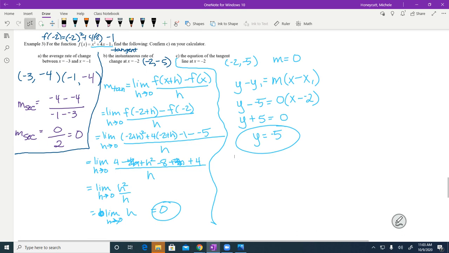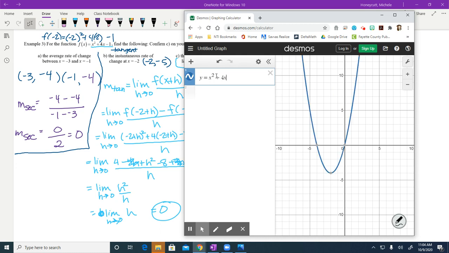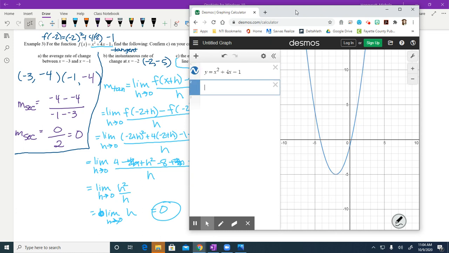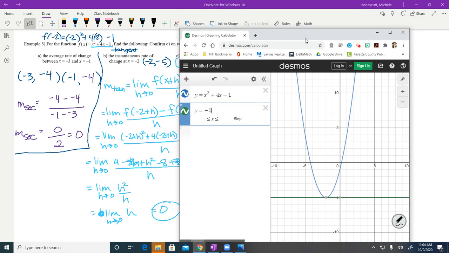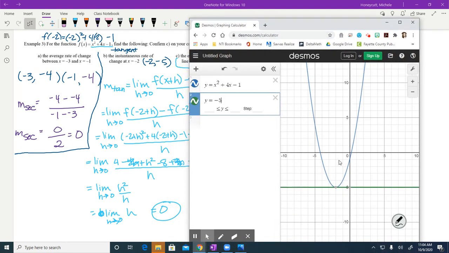And then I'm going to confirm this with my graphing calculator. I'm going to graph y equals x squared plus 4x minus 1. So there's the function. And then my tangent line has an equation y equals negative 5. And we said that the line was going to be tangent at the point x equals negative 2. So I go and look at x equals negative 2. There's a tangent line. There it is. It's right there. All of that work, and it all came together.